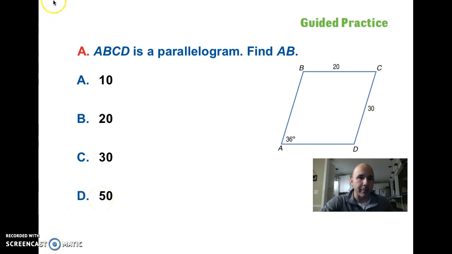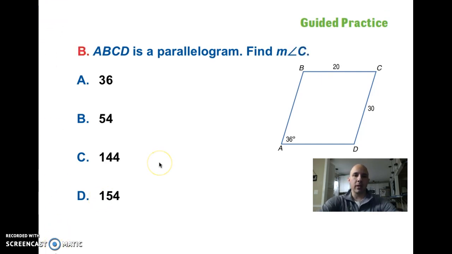Bye. All right, we're back again. Let's try to work out letter B on this guided practice. ABCD is a parallelogram. You want to find out angle C. What do you think it is? A, B, C, or D? Let me know.